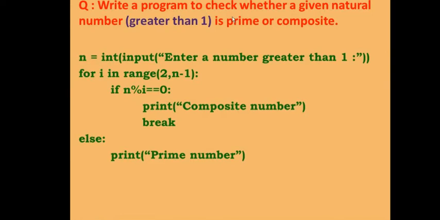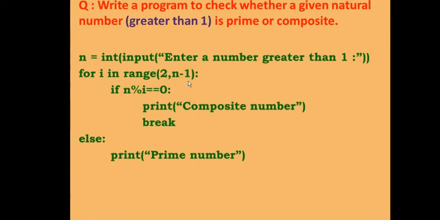Write a program to check whether a given natural number which is greater than 1 is a prime number or a composite number. See this program: n equal to int of input of enter a number greater than 1. So one number is entered by the user, and after that it is getting checked here for I in range 2, n minus 1. So we are starting the loop with 2.